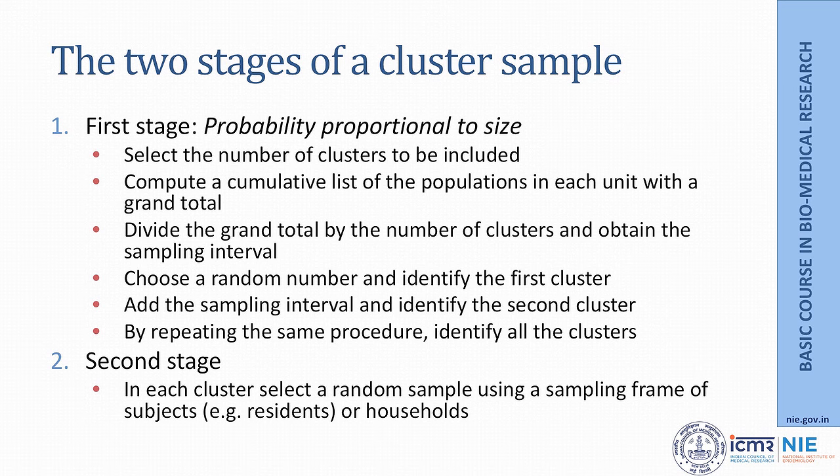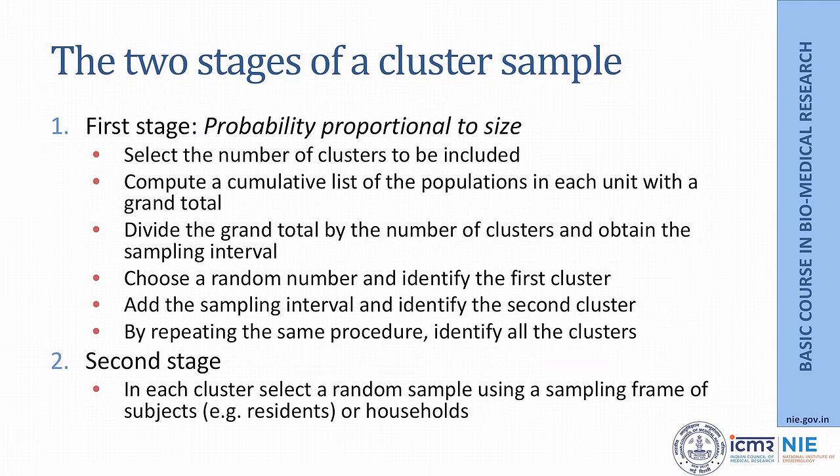Now, how this cluster sampling is done is usually as a two-stage approach. In the first stage, using probability proportional to size, you select the number of clusters to be included, compute a cumulative list of all the population in each unit with a grand total, divide the grand total by the number of clusters and obtain the sampling interval. Choose a random number and identify the first cluster, add the sampling interval and identify the second cluster, and so on. By repeating the same procedure, identify all the clusters.